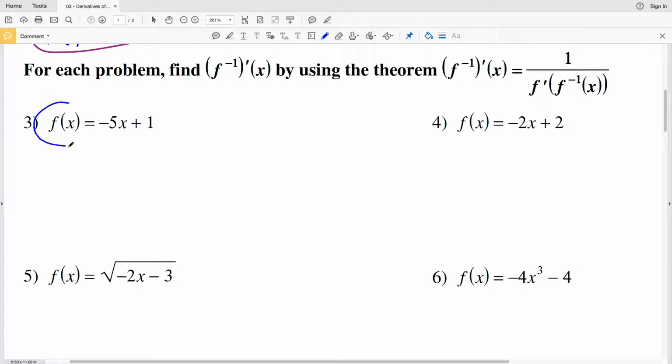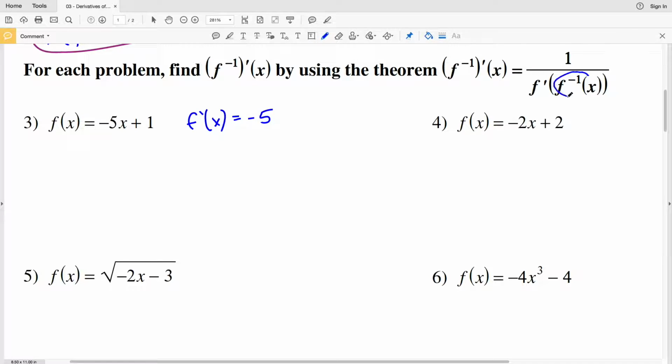Looking at number 3, we have f of x equals negative 5x plus 1. So the derivative of f of x equals negative 5, because this 1 is a constant with derivative 0 and the derivative of negative 5x is negative 5. So again, the derivative of f of x equals negative 5.